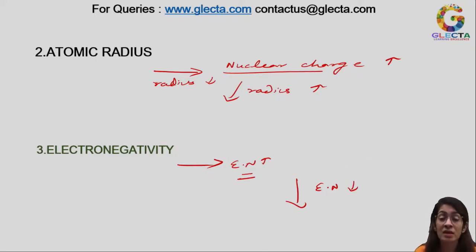increases, and when the size of the atom, that is the atomic radius, increases, the nuclear attractive force, that is the attraction between the nucleus and the valence electron, would decrease, and hence electronegativity would decrease down the group.